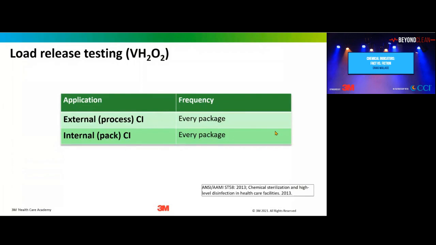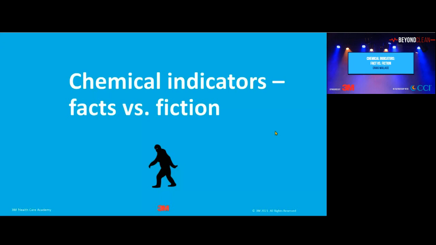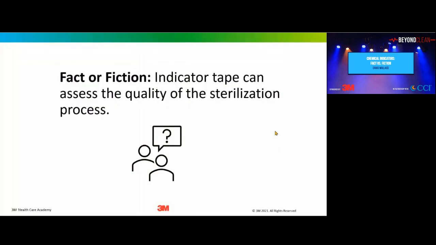Okay, so now we're at the point of talking a little bit of fact or fiction here in chemical indicators. You've got three different scenarios that we're going to go through. So here's the first one. Is this fact or fiction? Indicator tape can assess the quality of the sterilization process.